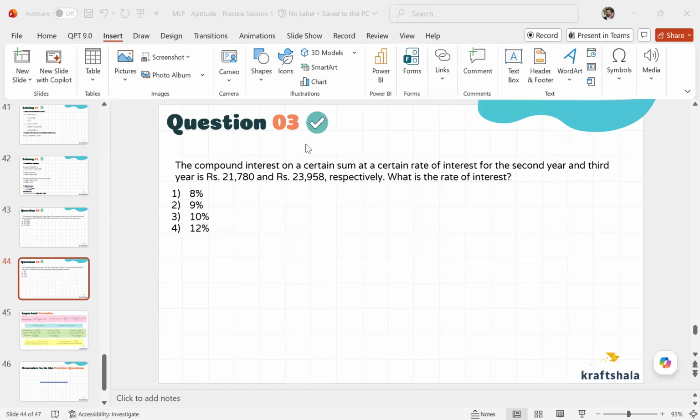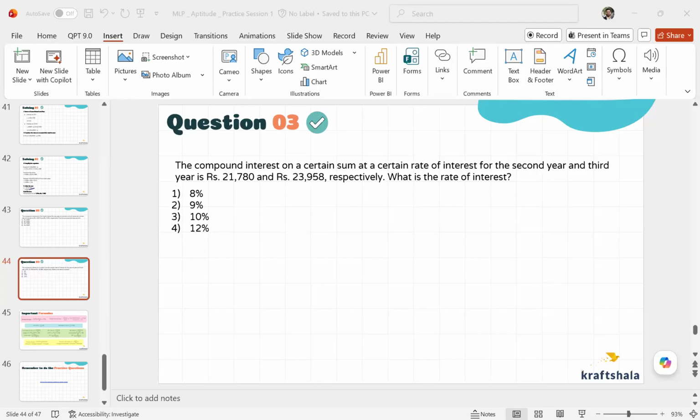Okay. This is also super easy, right? Compound interest on a certain sum at a certain rate of interest for the second year and third year is this respectively. What is the rate of interest? Now, there are two ways to solving this, guys. The first way would be to actually do the second year, third year calculations, which will take forever, right? Because you will have multiple parameters that you don't know anything about. For example, P, R, and both of these parameters, R is going to be in power of 3 and 2. So solving them will become very difficult. Yes or no? It will get complicated.